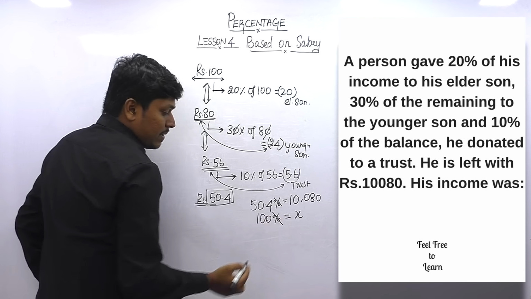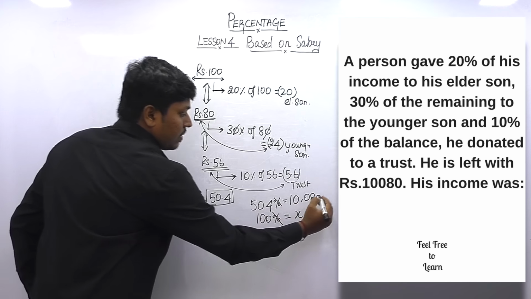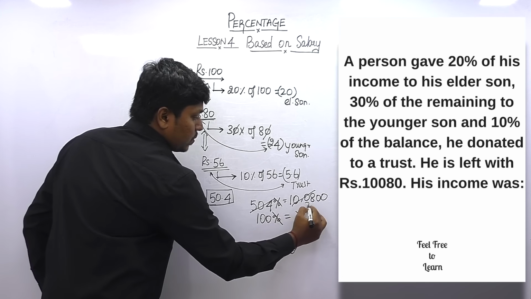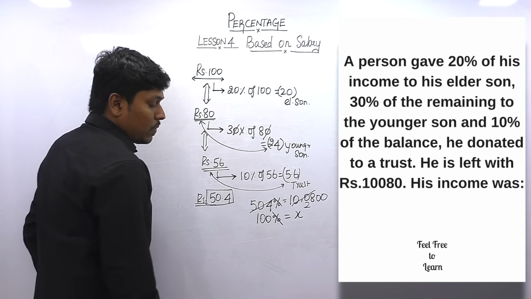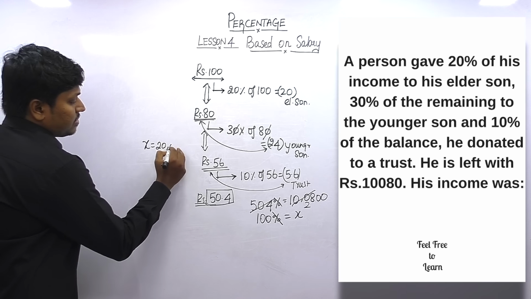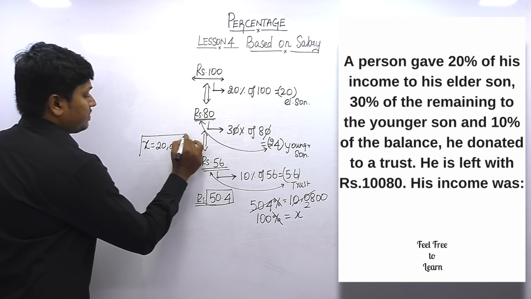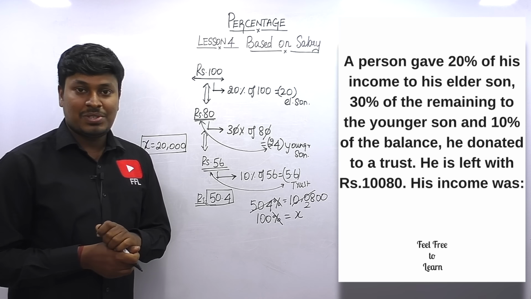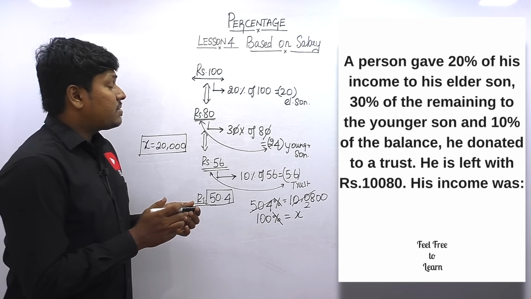Similarly cancel 0 and 0, make it as 504 and add another 0 here. So 504, this will be 2 times, so 200 into 100 will be 20,000. So finally we can say that the answer for this question is 20,000. So we can say that his income will be 20,000. So friends, got it? So how did we solve this question?